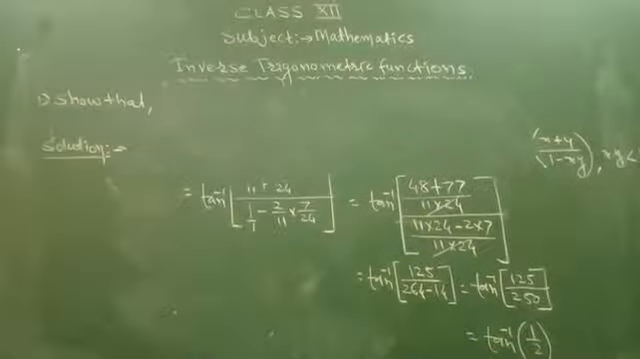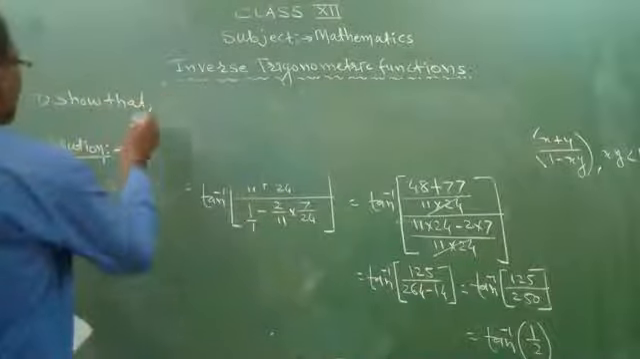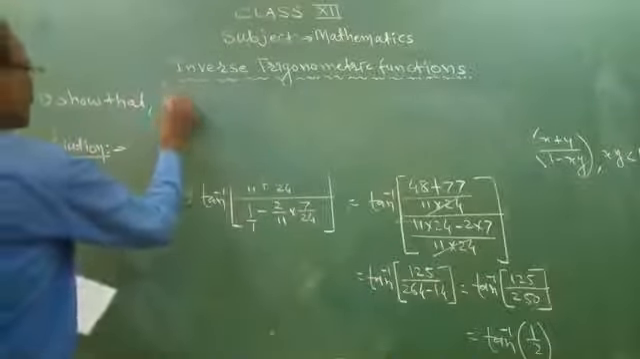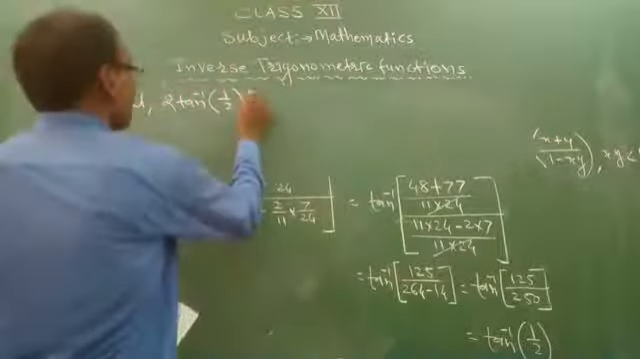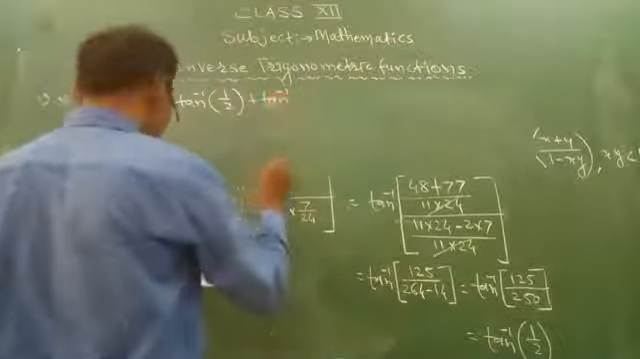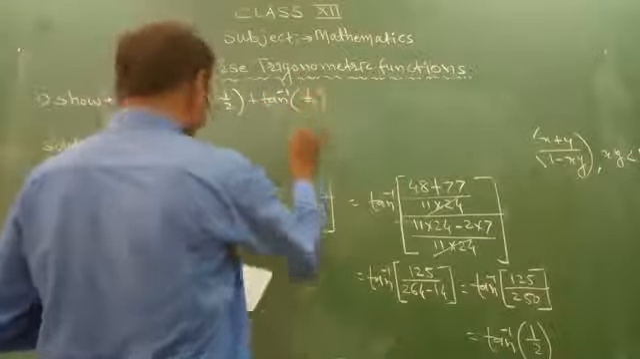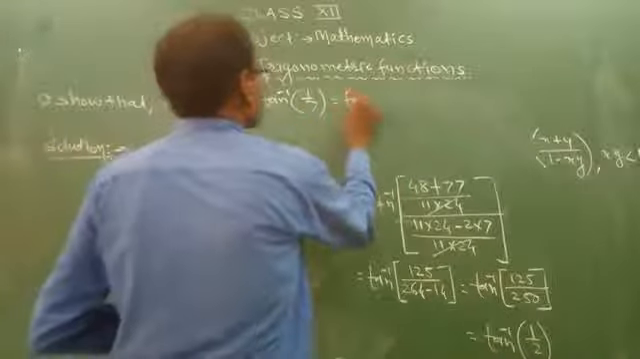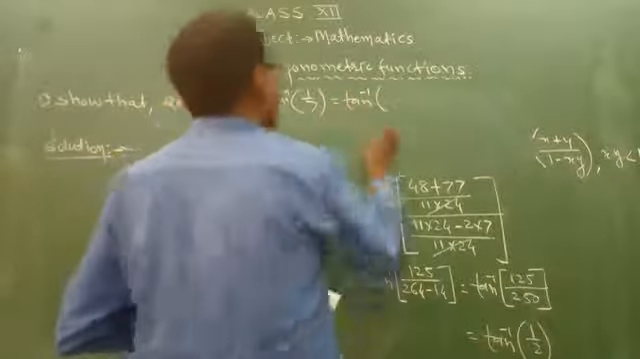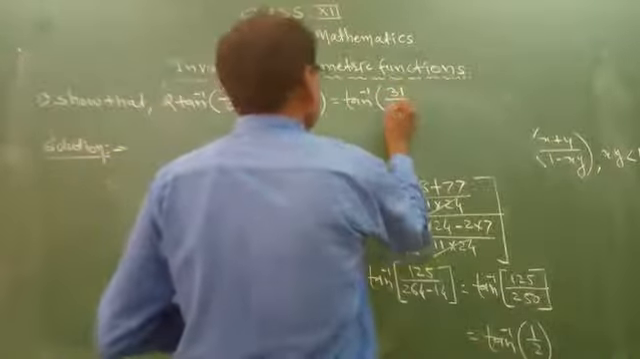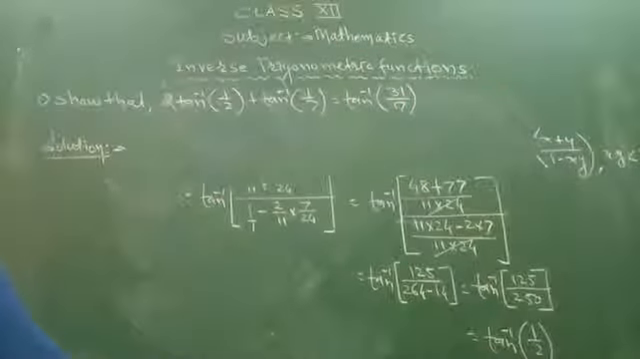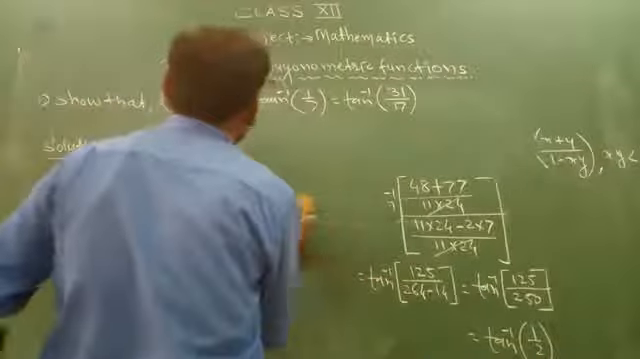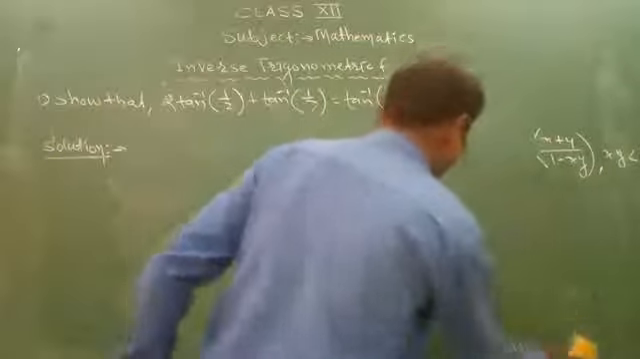Then next, 2 tan inverse half plus tan inverse 1 by 7 equals tan inverse 31 by 17. Okay, so convert this. Here it is 2 tan inverse 1 by 2.